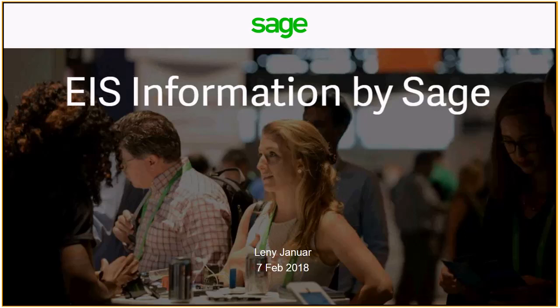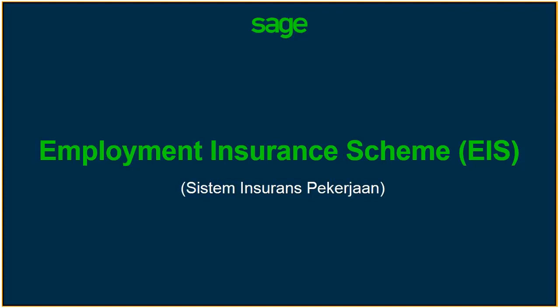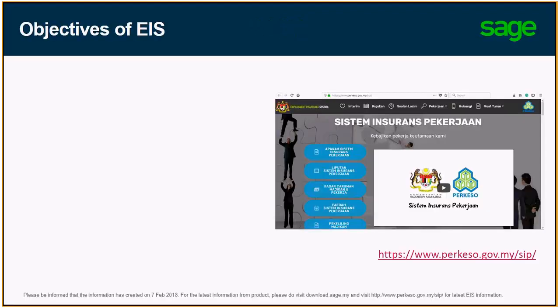So we'll share information on what is EIS and also how Sage Payroll manages the EIS. All right, so we are talking about the Employment Insurance Scheme, short for EIS, or in Malay it's called Sistem Insurans Pekerjaan.